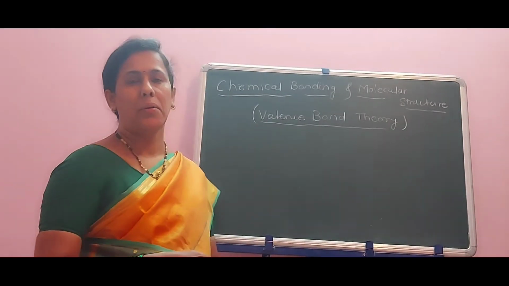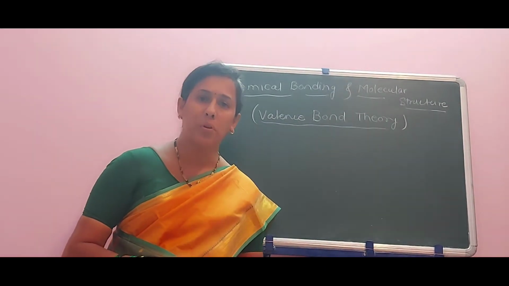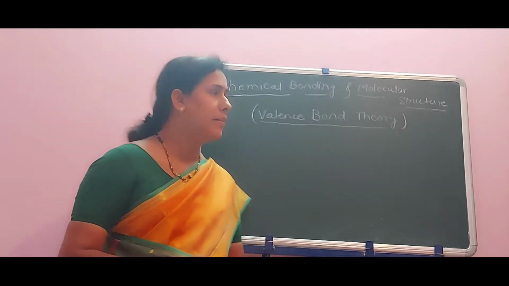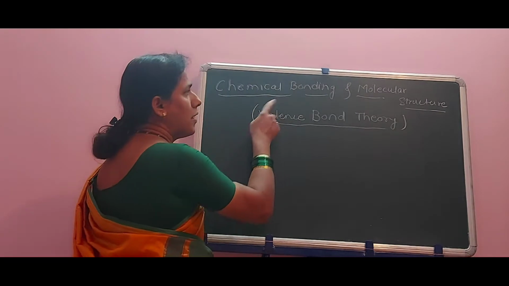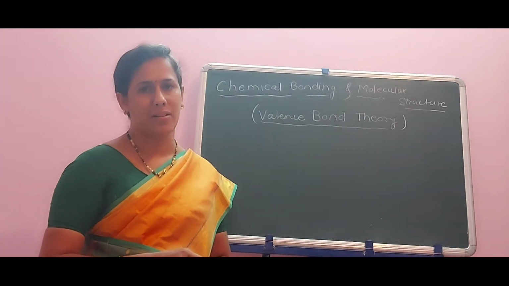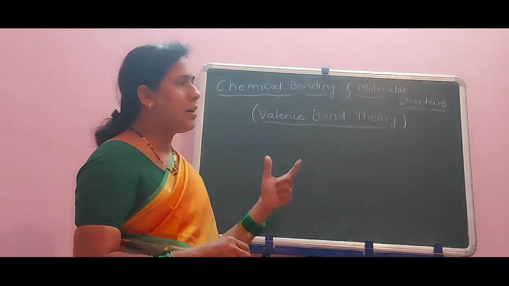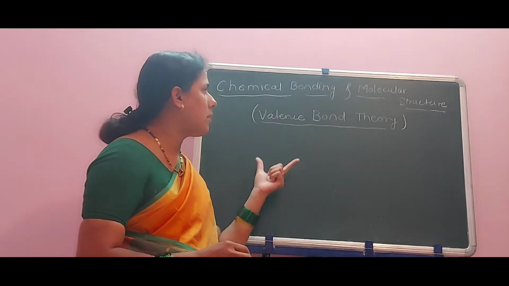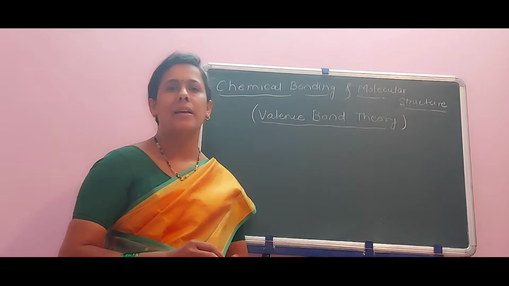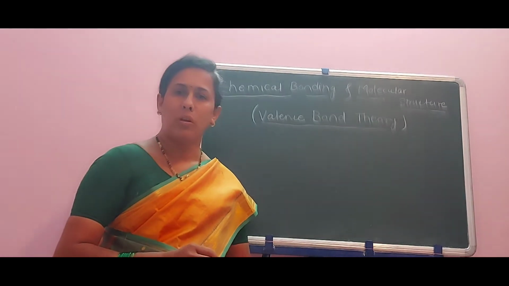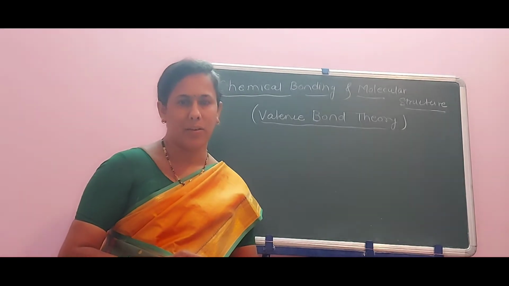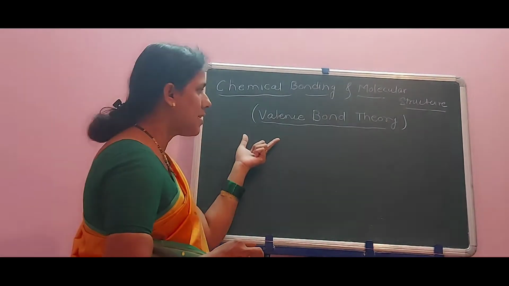Hello everyone. Today we are going to start the new topic from the paper Inorganic Chemistry, that is paper number 1. Here, chemical bonding and molecular structures. In this chapter, the total topics are 3. Which are the 3 topics? First is ionic bond theory, second is molecular orbital theory, and third one is the valence bond theory. Okay. Now we will discuss here.